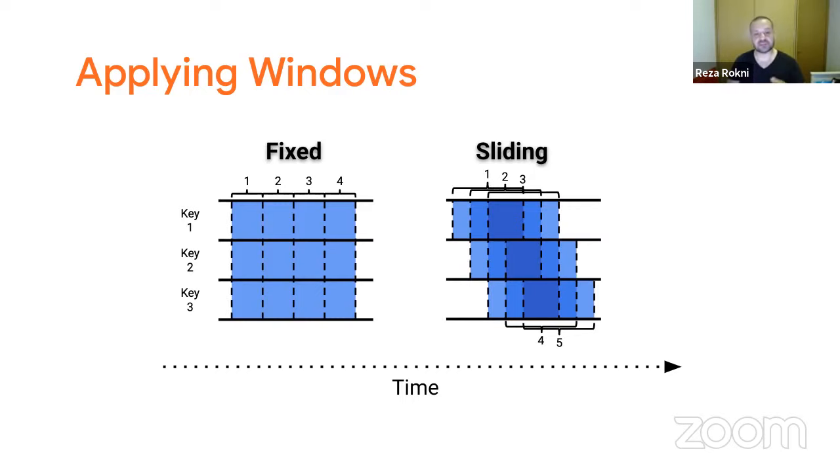But in terms of windows, we can apply various types of windows out of the box with Beam to the data. First is fixed windows. These are discrete chunks of time that we apply, and that will be applied across the keys as we see within this diagram. Or sliding windows. Sliding windows are great for things like moving averages. Essentially, you've got a window of time that's sliding based on an offset that you provide.